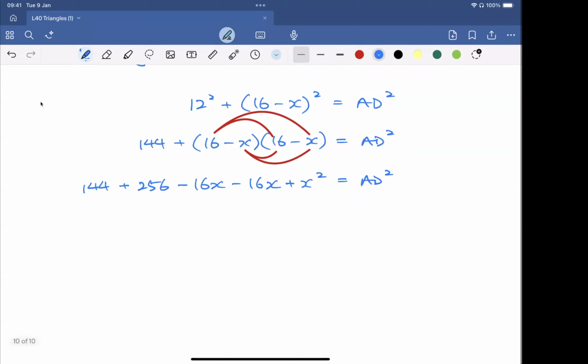So let's just simplify everything. Let's add this together, and let's add this together as well. So we are going to say that AD squared is equal to this plus this, which is 400. Let's start with the highest power first. x squared, minus 16 minus 16 will be minus 32.